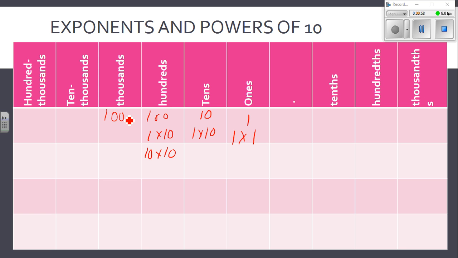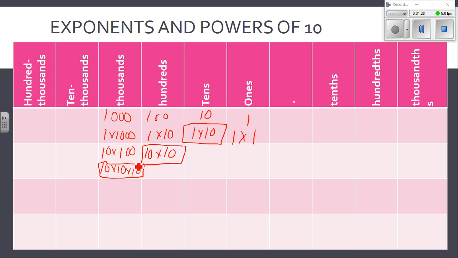We have 1,000 here. We can do 1 times 1,000, or 10 times 100, or we can do 10 times 10 times 10. Okay? I'm going to mark these ones here. I marked the wrong one there. This one is what I want.